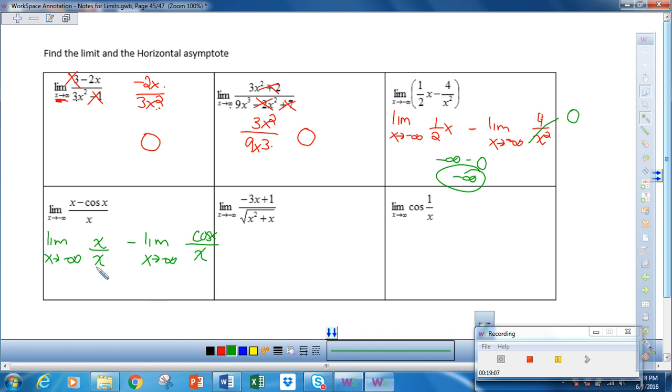Now, we know x over x, we've done this before today, it doesn't matter. These are growing at the same rate, so x divided by x is just 1. And so the limit as x approaches negative infinity of 1 is still 1.